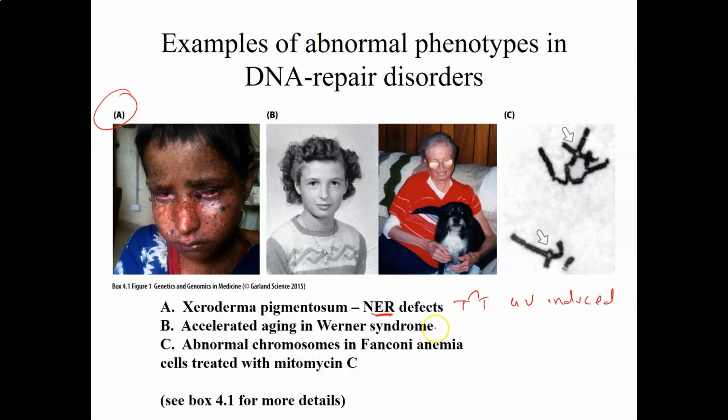Accelerated aging in Werner syndrome. I'm not exactly sure how B exhibits that, but there are some premature aging syndromes. And C, go ahead and you can read more about this in box 4.1. I don't really usually get into the details of these syndromes. I'm not a doctor, so I don't know that much about the actual medicine behind them. But I just want to point out that these things are.